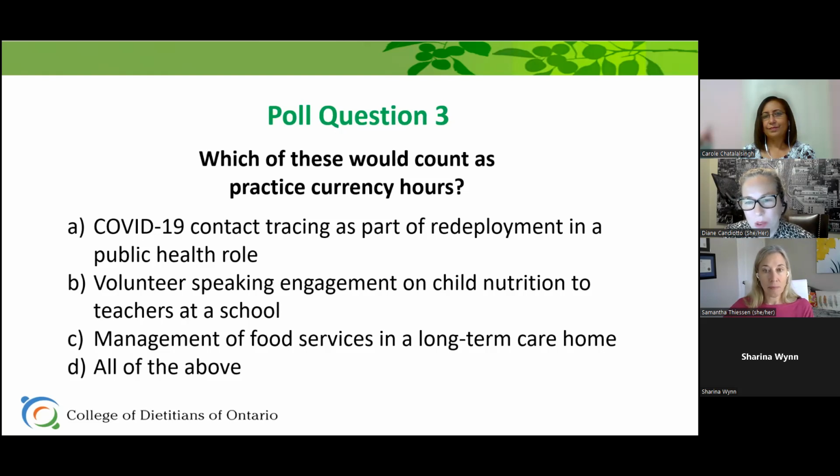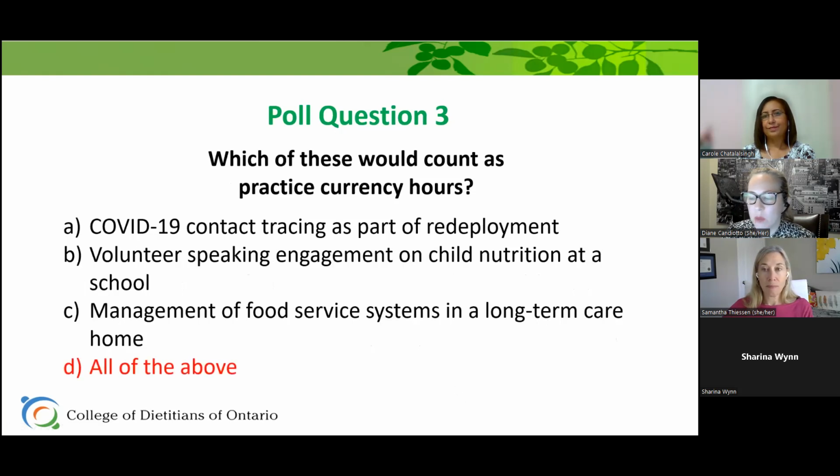Right, I will end the poll and share the results. If you answered D, you're correct. All of the above count as practice currency hours. If we apply the three categories, we can see that A would fall under the third category. It may be outside of our scope of practice, but transferable to practice as it reflects knowledge and skill that's outlined in the ICDEP: communication, collaboration.